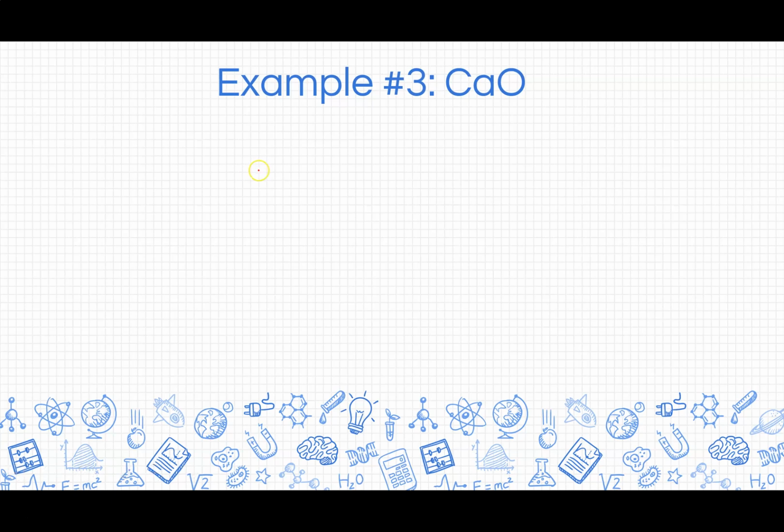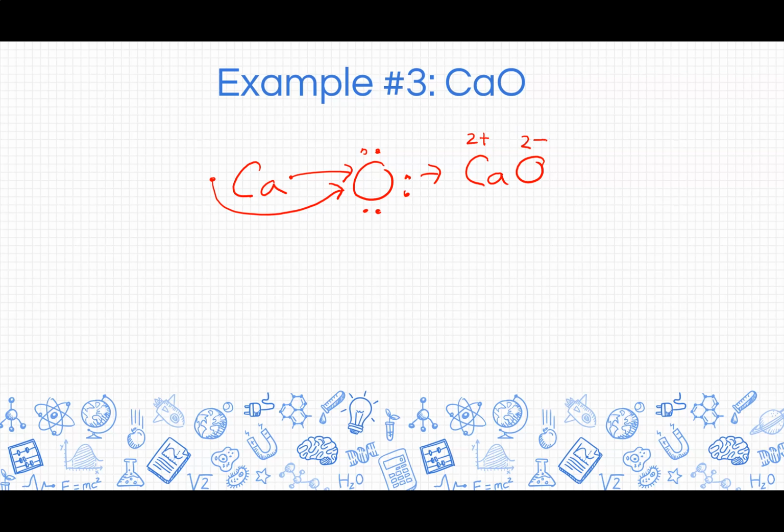Okay, here's calcium oxide. Calcium has 2 valence electrons. Oxygen has 6 valence electrons. Both of these will transfer over, and we will get calcium oxide. This would be our 2+ ion and this would be our 2- ion.